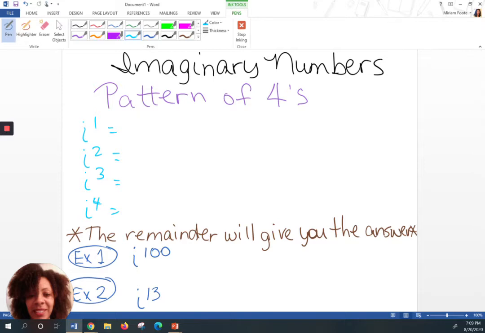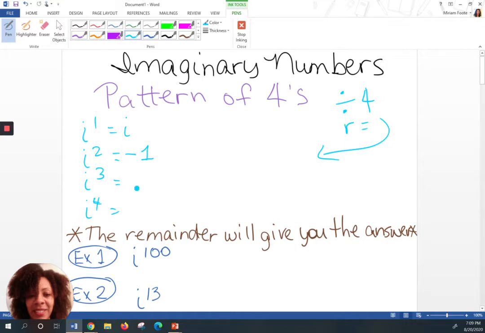This is because the i has a pattern of fours, which means everything is divisible by 4, and whatever your remainder is, that's what you're looking for. So this is going to help you find the answer. For instance, i to the first power is simply itself, i. i squared, you will just have to know, is -1.